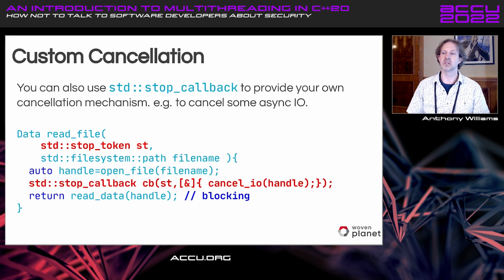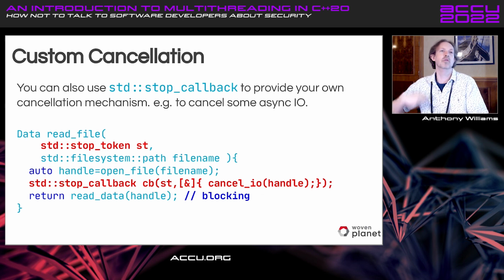So in this instance, we're reading a file. We have our stop token, and we open a file with a file name, we've got a file handle. We then create a stop callback that says, if someone asks us to stop, please cancel the IO on this handle. And then we're going to do our read. Now, in this particular model, I'm thinking this is a blocking read, but if some other thread calls cancel IO, then it will interrupt that read and then it will return.